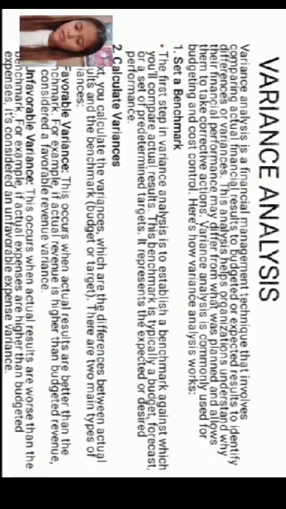So first is set a benchmark. The first step in variance analysis is to establish a benchmark against which you'll compare actual results. This benchmark is typically a budget, forecast, or a set of predetermined targets. It represents the expected or desired performance.